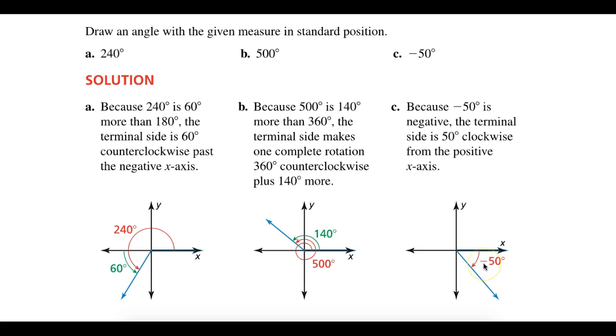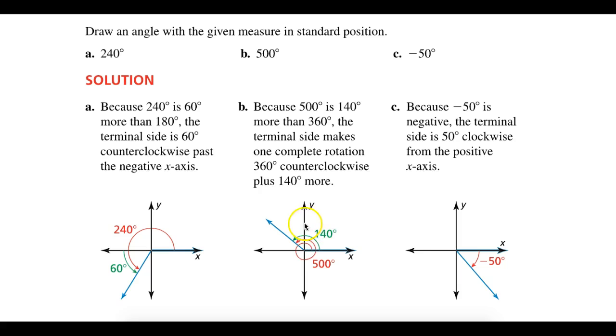So this would give us our negative 50. So really simple to draw these angles. You need to make sure you remember the proper formatting, the rules that go along with this. So make sure you always have your initial side on the positive x-axis. For a positive angle, it opens counterclockwise, and you just rotate around the proper number of degrees.